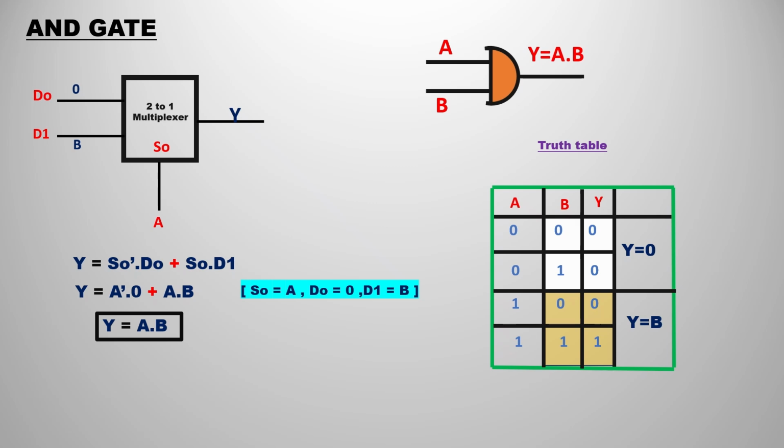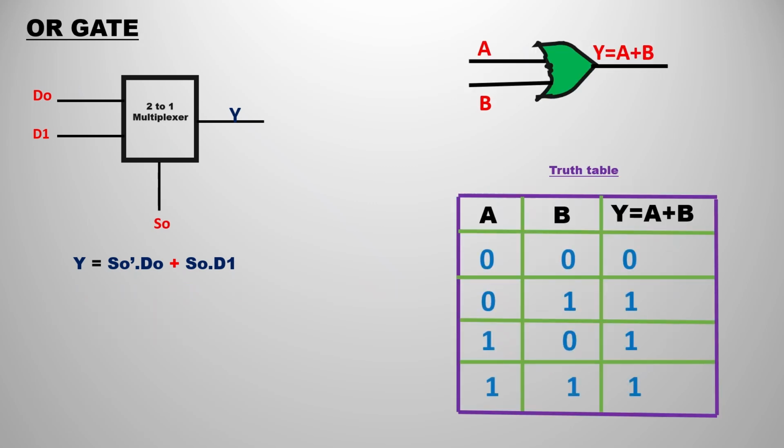If you observe the next 2 boxes, you can see a clear relation between Y and B. Both are the same. So for both conditions, Y equals B. That is represented in the 2x1 multiplexer also, where D1 equals B. From the output expression of the 2x1 multiplexer, that is S0 bar D0 plus S0 D1, change all the values: S0 is A, D0 is 0, D1 is B. Put the values in that, and you obtain the output expression Y equals AB.